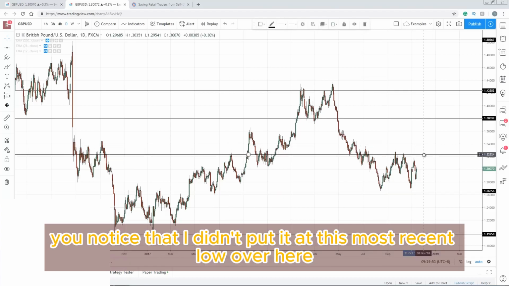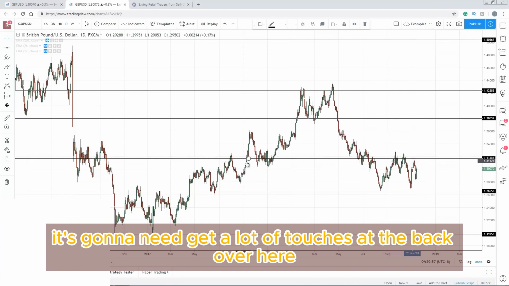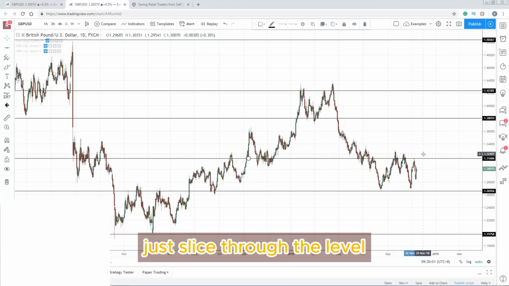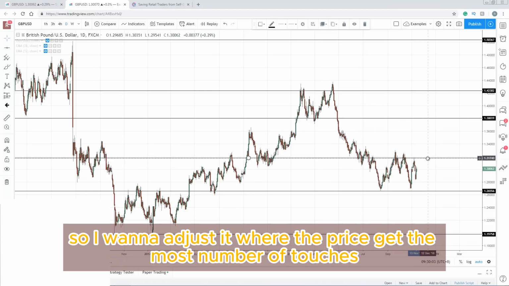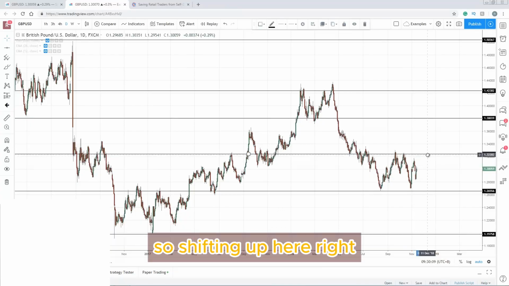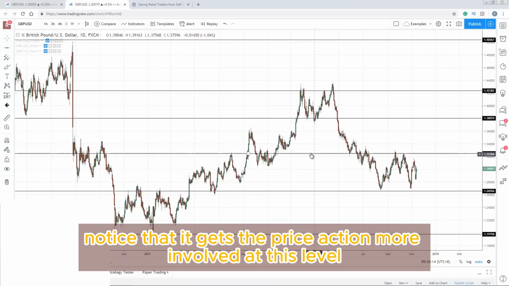You notice that I didn't put it at this most recent low over here, because if I were to do this, it's going to negate a lot of touches at the back over here where the price just sliced through the level. So I want to adjust it where the price gets the most number of touches. In this case, I actually did sacrifice the most recent high. So shifting up here would be a much better level to draw. Notice that it gets the price action more involved at this level.